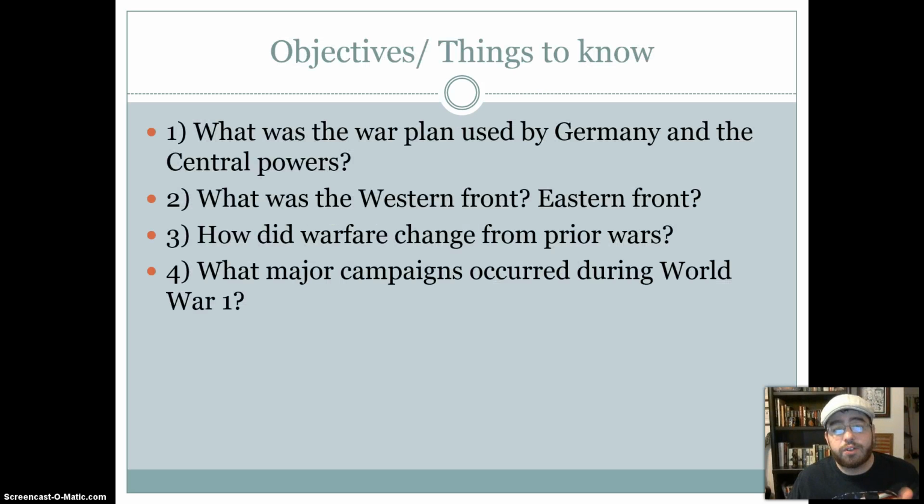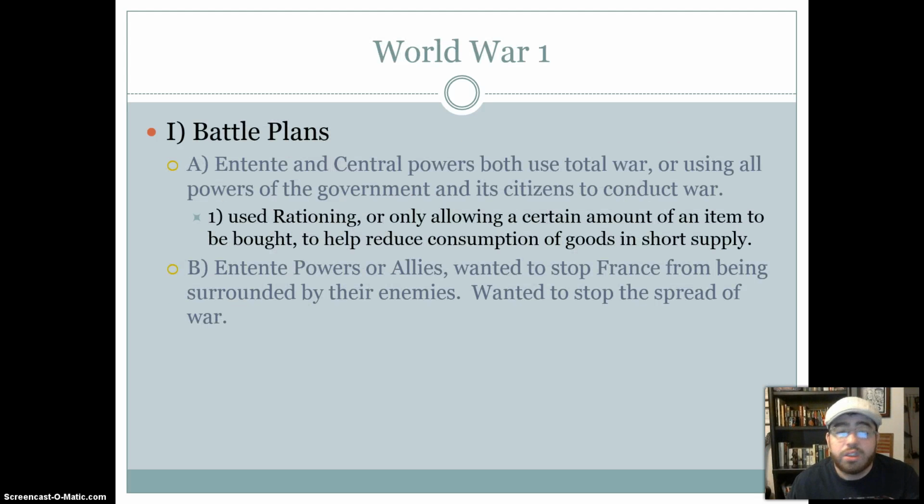So our objectives, or things we need to know, are: What was the war plan used by Germany and the Central Powers? What was the Western Front? What was the Eastern Front? How did warfare change from prior wars? And what major campaigns occurred during World War I? So the first thing we've got to look at is battle plans.